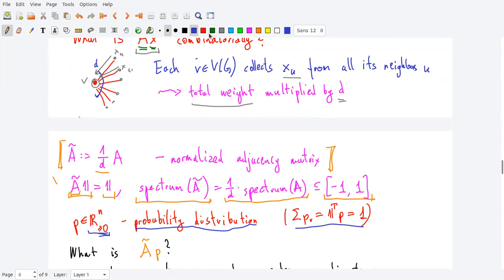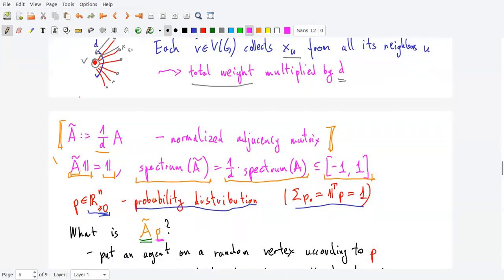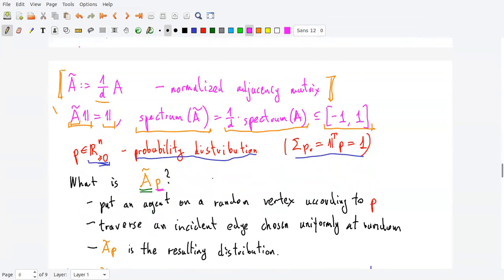So now what happens if I take our normalized adjacency matrix A tilde and apply it on some probability distribution? Well, I will get again a probability distribution, because the total weight is preserved, and I definitely cannot get any negative entry because everything here is positive. So I will again get a probability distribution, right?